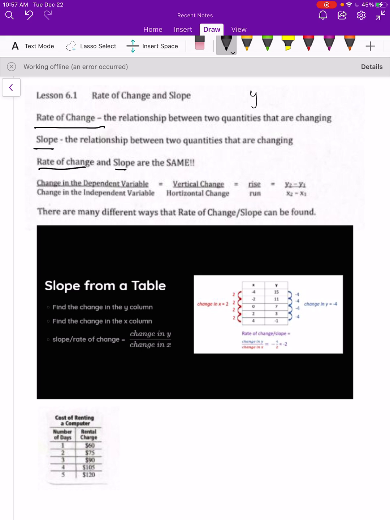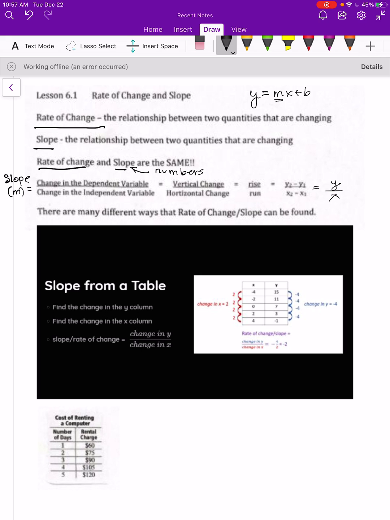Slope, of course, these are linear, so it's y equals mx plus b. Slope is this m, and I'm going to put slope here, and I'm going to put m. It could be the change in the dependent over the change in the independent. It could be the vertical over the horizontal. It could be rise over run. It could be y2 minus y1 over x2 minus x1. It could be y over x. And actually, we are going to talk about all of those different ways to look at rate of change or slope.